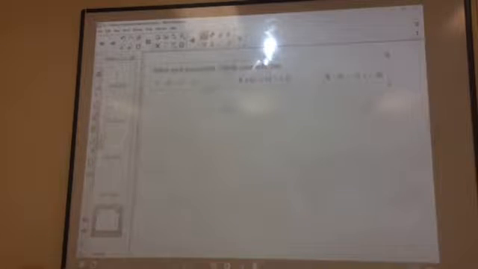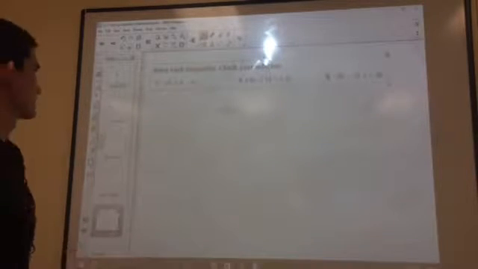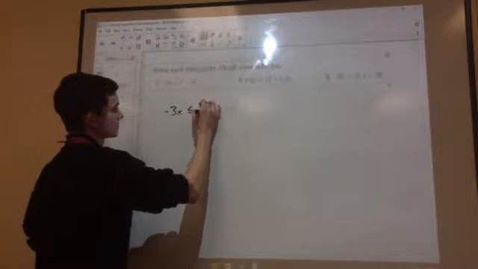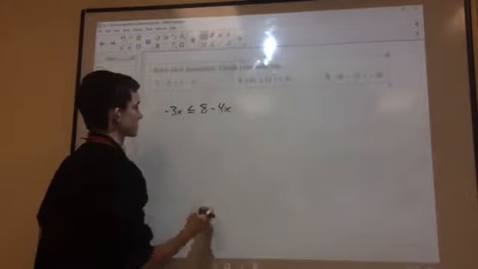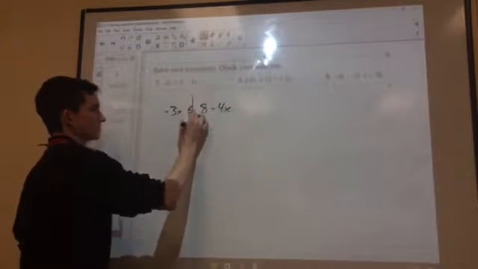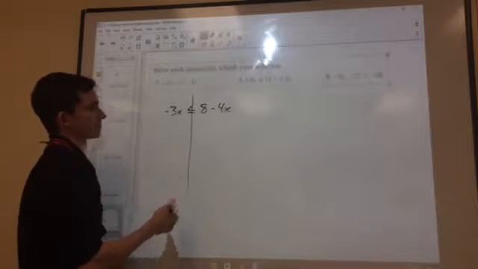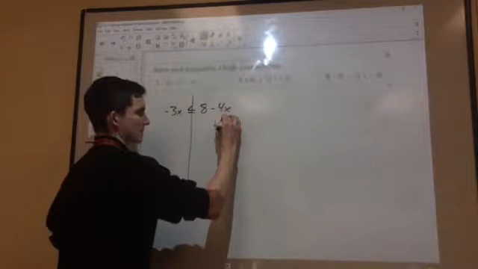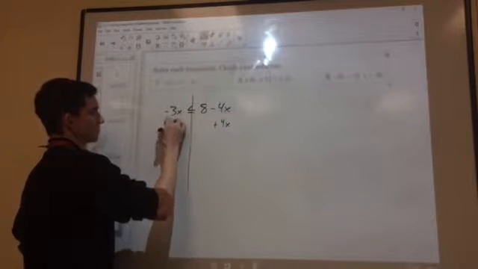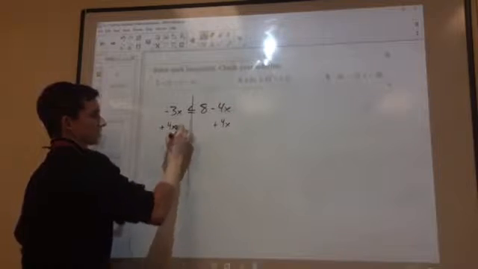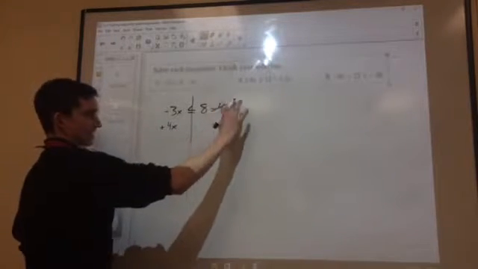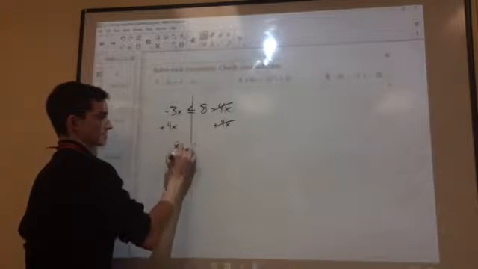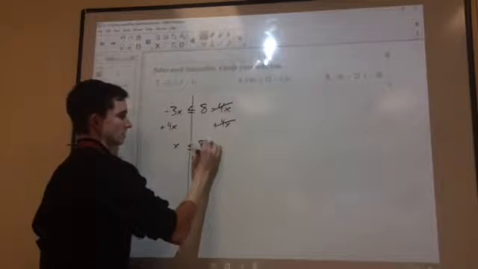Solve each inequality and check your solution. Okay, so number 7 right here says negative 3x less than or equal to 8 minus 4x. So to solve this, I need to get my x's together. I need to combine my like terms, but I'm combining over the top of one of these equal signs. So I'm going to have to actually move things around using properties. So when I add 4x to both sides, the x's cancel here, and I can combine them over here, which is what I wanted. Negative 3x plus 4x is just x, still less than or equal to 8.